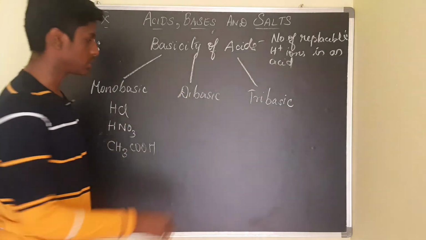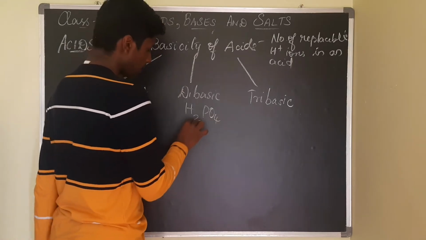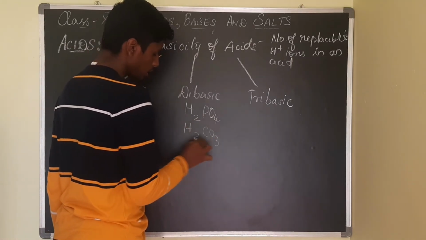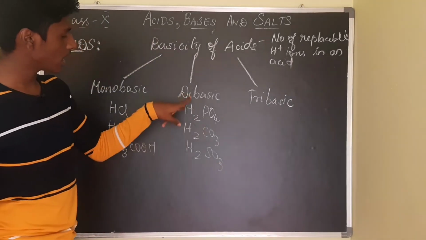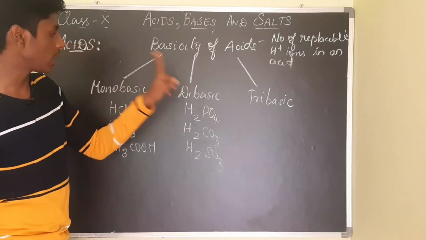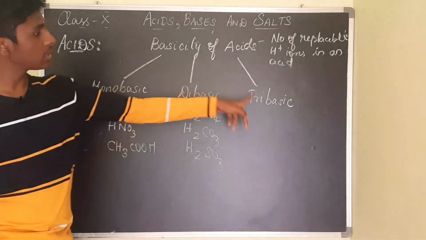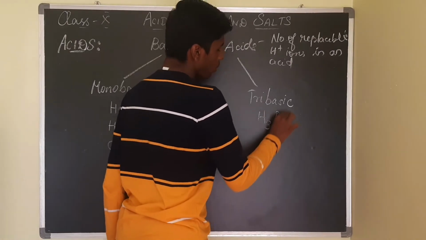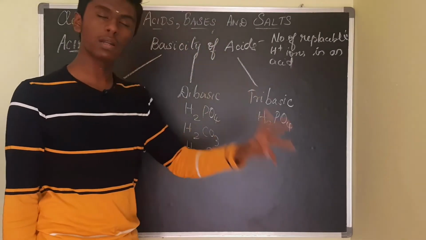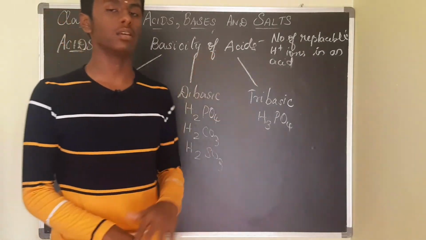Coming to dibasic, here H2PO4, H2CO3, H2SO3. See, 2 H plus ions can be liberated. That is dibasic. Di means 2, right? Mono means 1. Tri means 3. For example, H3PO4. 3 H plus ions can be liberated. So this explains the basicity of an acid.